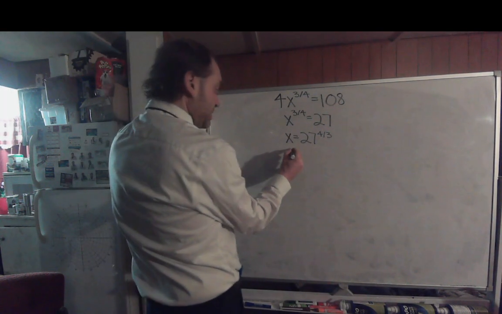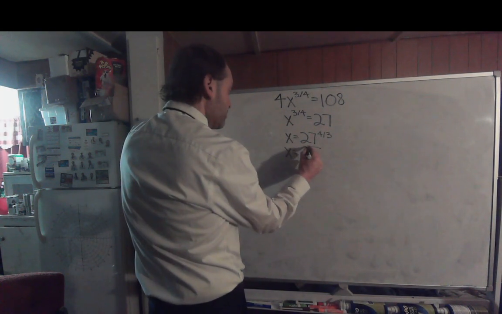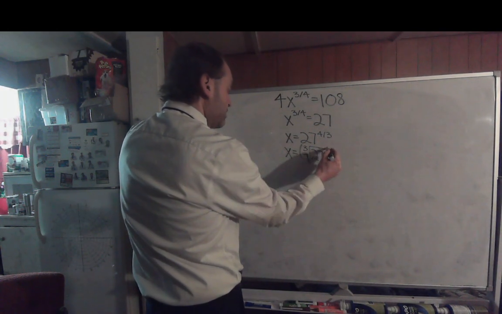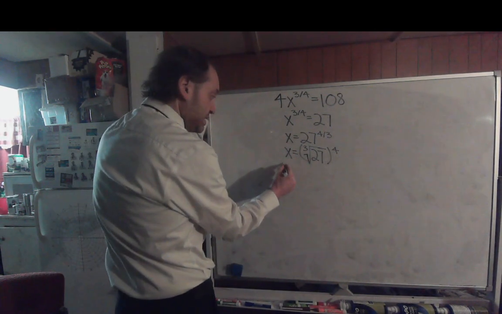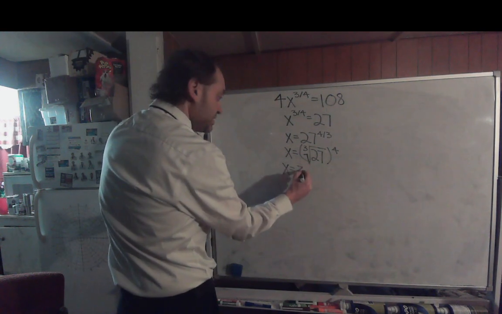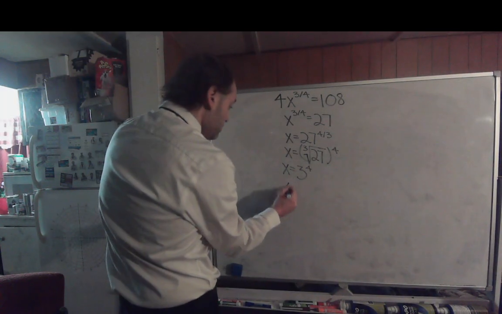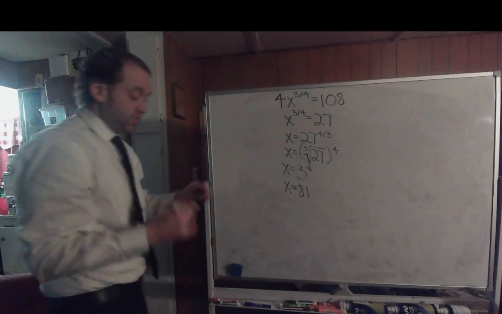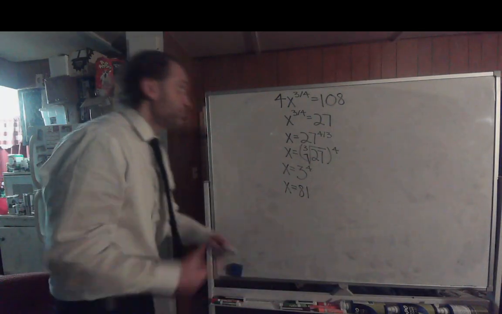Now, what is 27 to the 4/3? Isn't that the same as the cube root of 27 raised to the 4th power? All right, so what is the cube root of 27? That's going to be 3, so this x would equal 3 to the 4th power, which means x would equal 81. But let's check this out and verify to make sure this actually holds up.